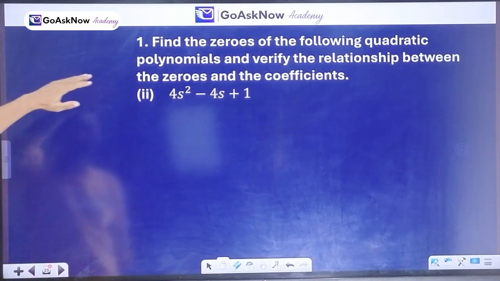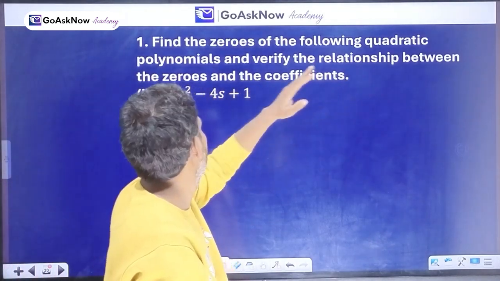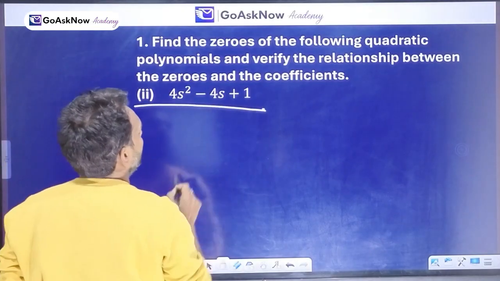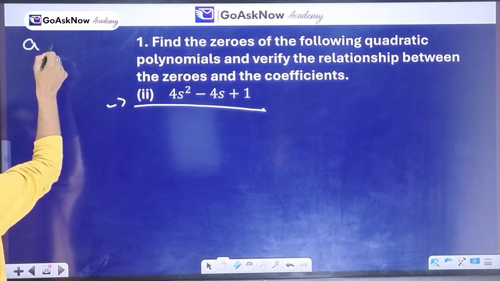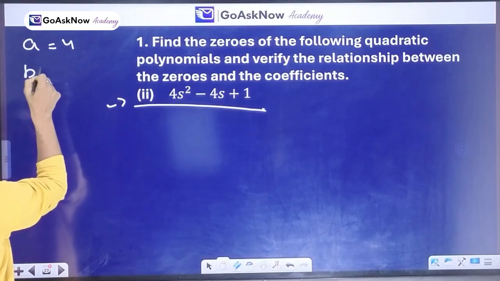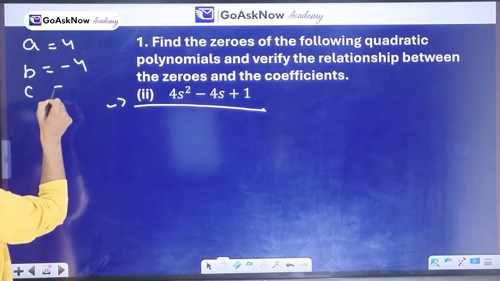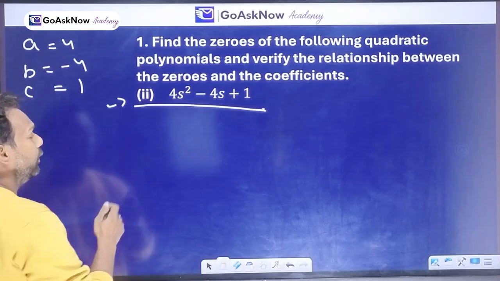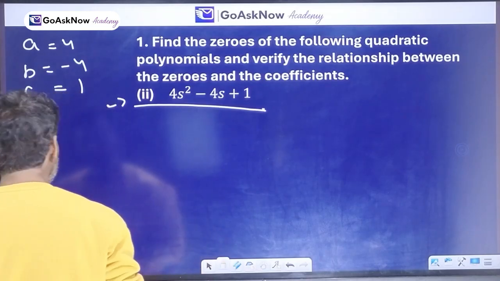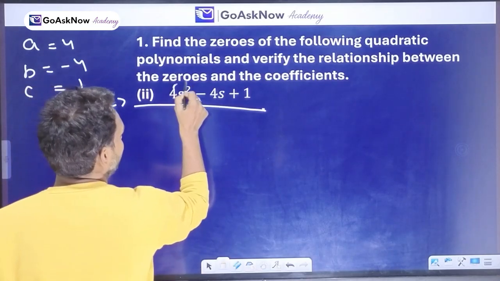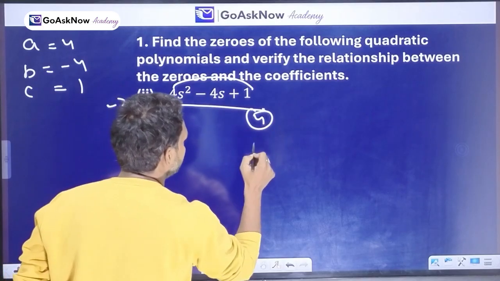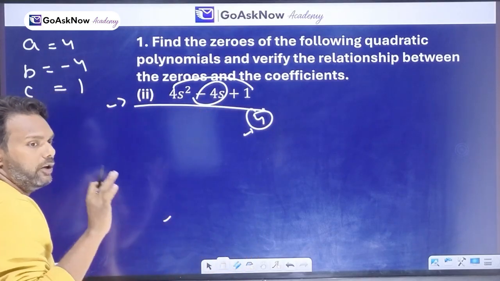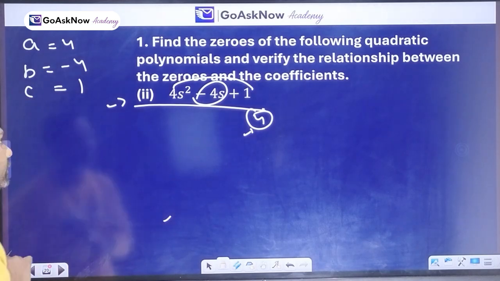Find the zeros of the following quadratic polynomial and verify the relationship between them. It's the same question, part 2. So, a is 4, b is minus 4 and c is 1. Now, we have to find out the roots.